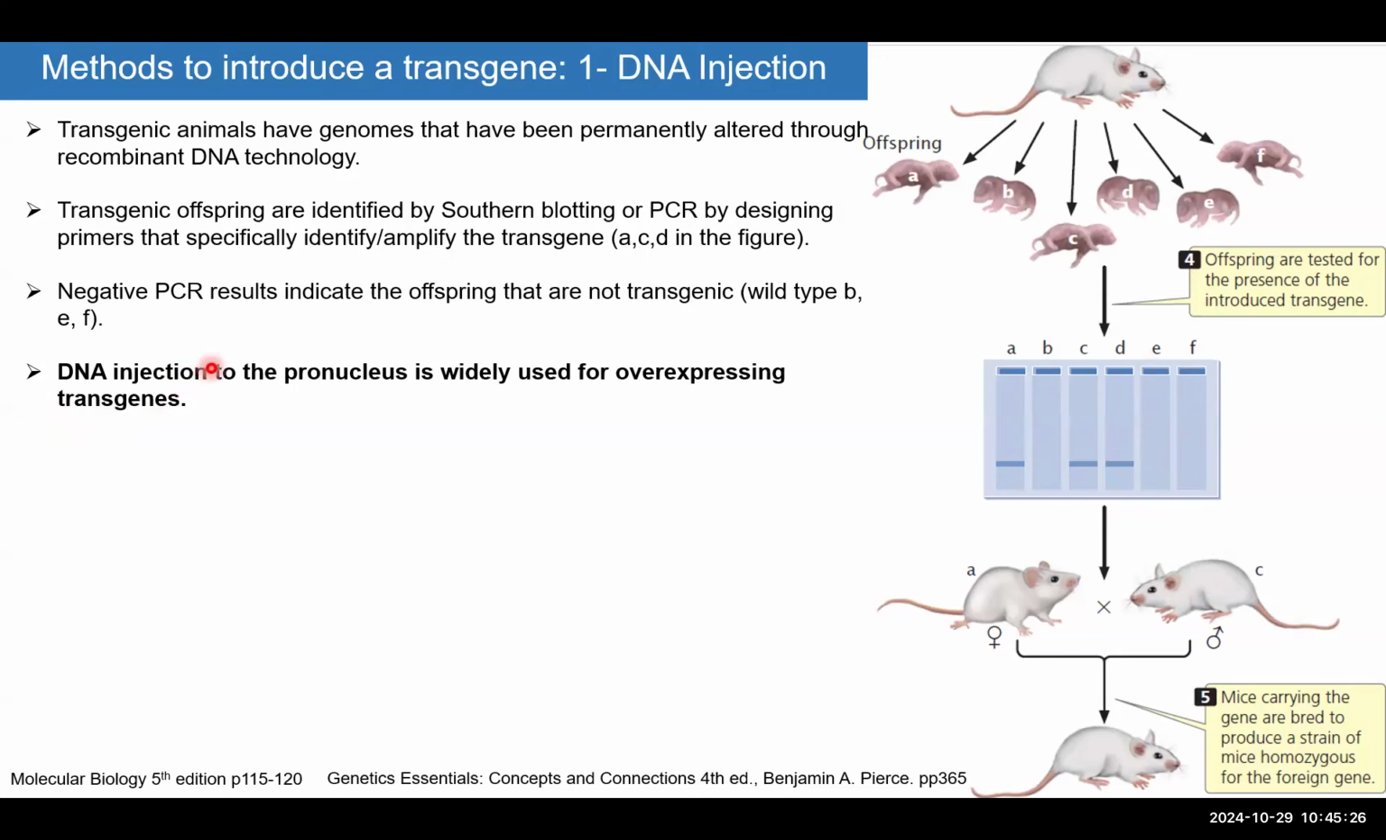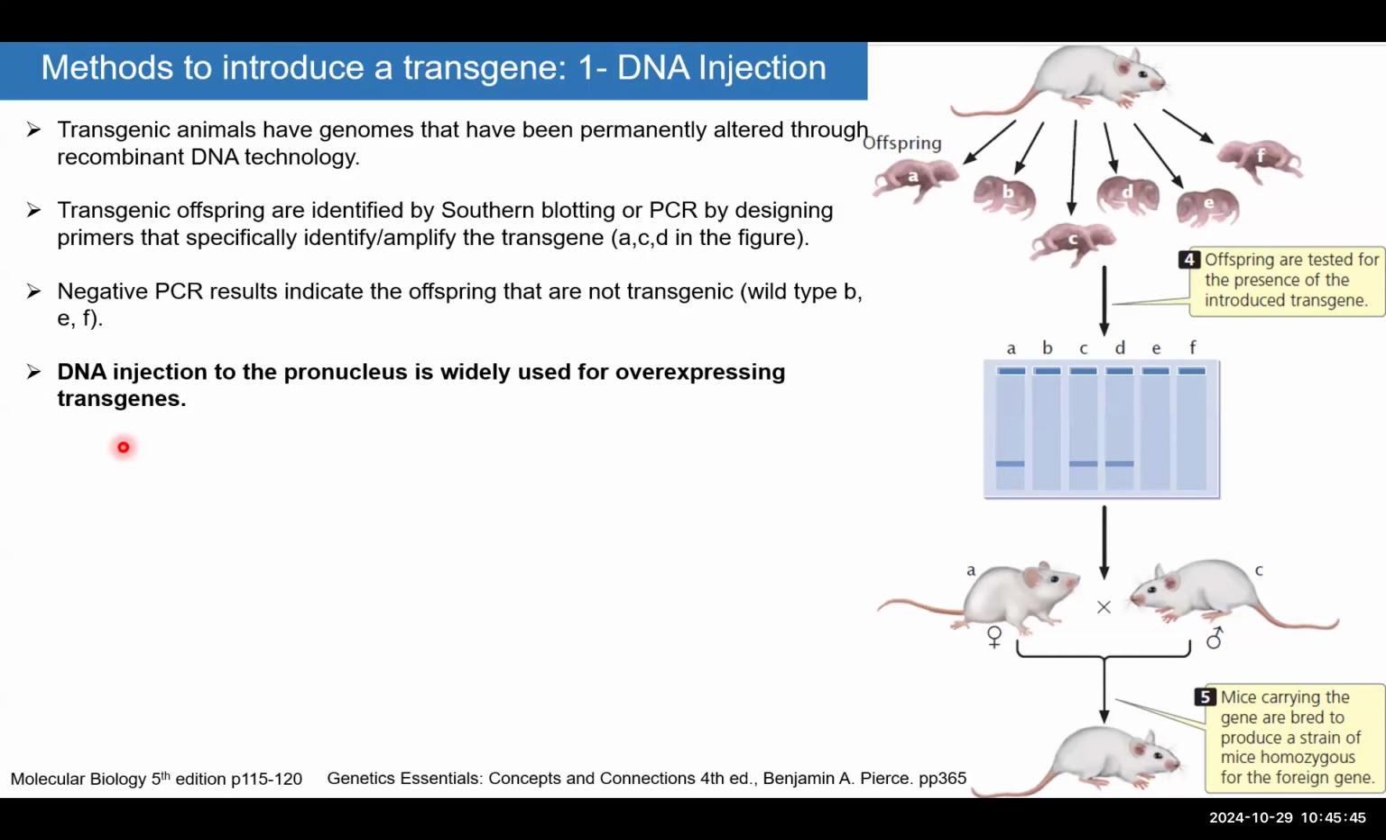DNA injection into the pronuclei is widely used for expressing transgenes. This is one of the most widely used approaches. If you go to NCBI and PubMed and look for overexpressing genes using different promoters in animals, you will find thousands and thousands of papers.